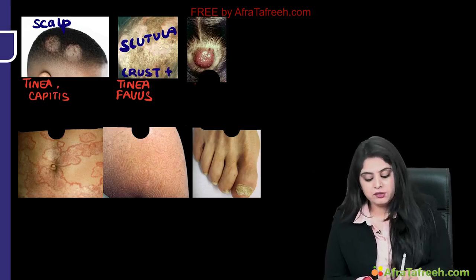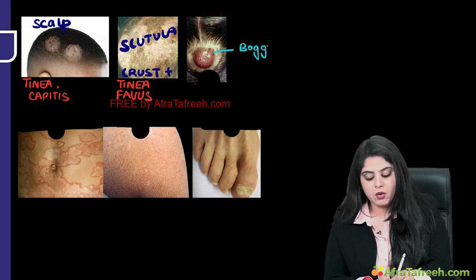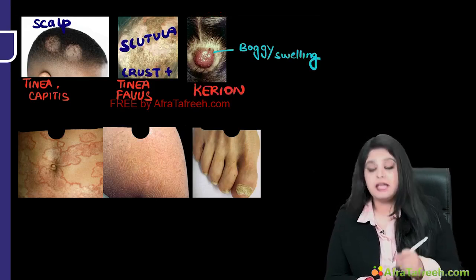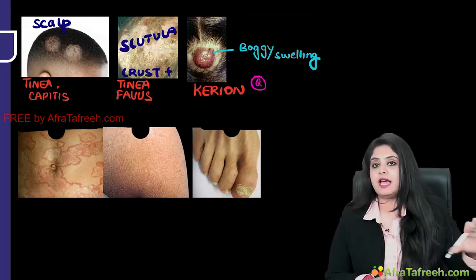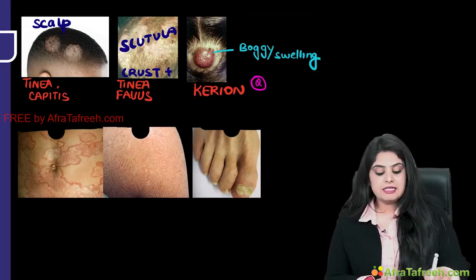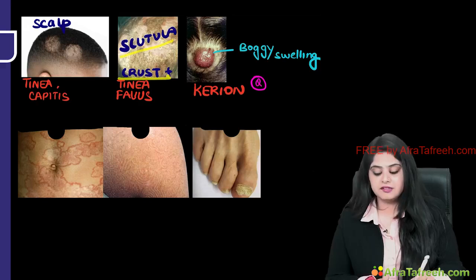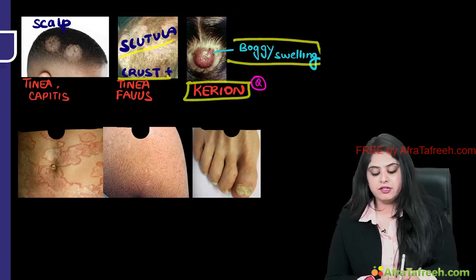On the other hand, if you see a very soft, boggy swelling that has occurred, now you call it a kerion. Kerion is their favorite previous year question. So these are the three scalp-related things in one place. Tinea capitis on the scalp. Tinea favus means scutula, crust. And kerion is going to be soft, a boggy swelling.